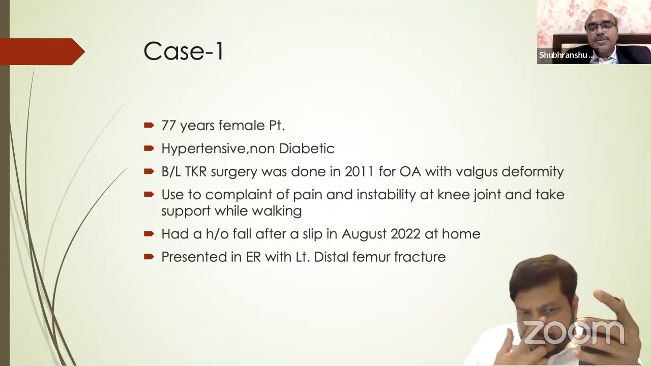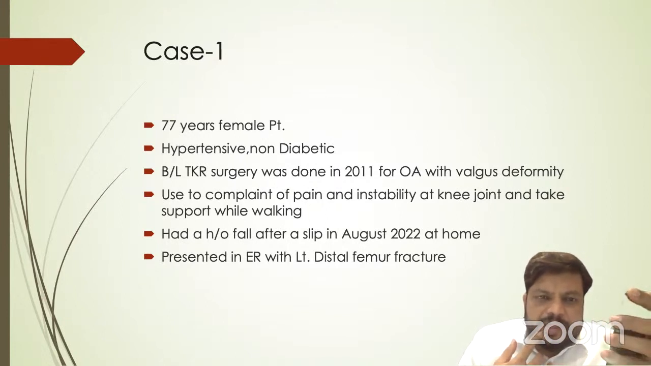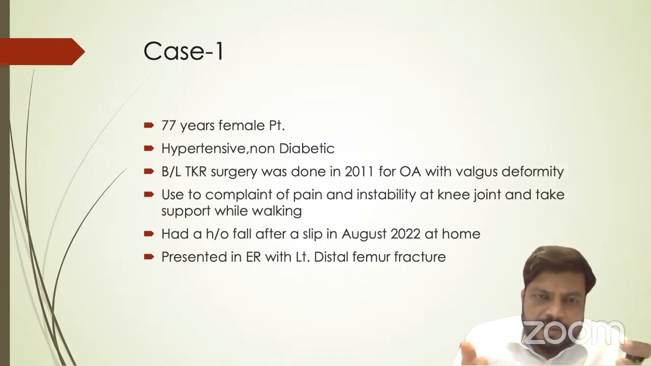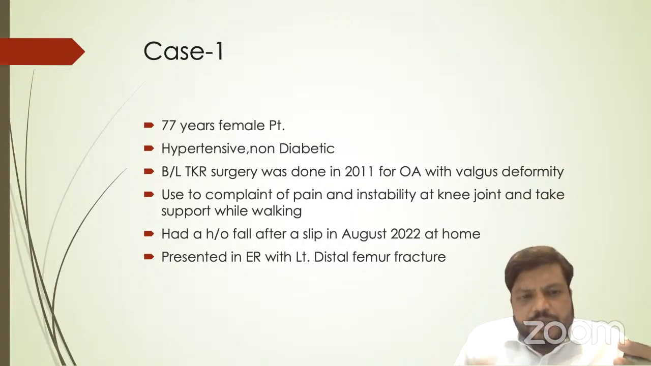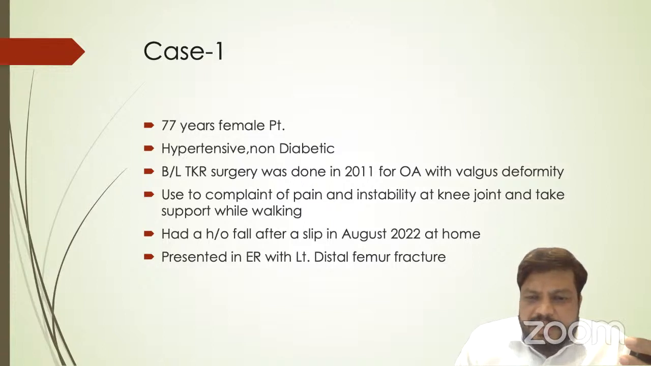Yeah, good. So, sir, there's a case, a 77-year-old female patient, hypertensive, non-diabetic. Bilateral TKR surgery was done in 2011 for OA with valgus deformity. She used to complain of pain and instability at the knee joint, and used to take support while walking throughout 7 to 10 years of follow-up. The knee was not completely stable. She had a fall after a slip in August 22 at home and presented with a distal femur fracture.